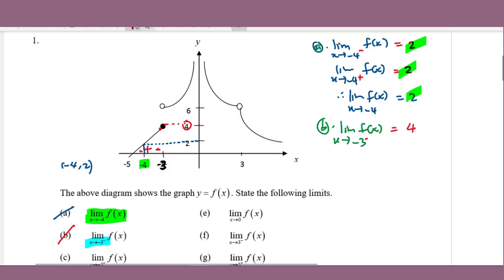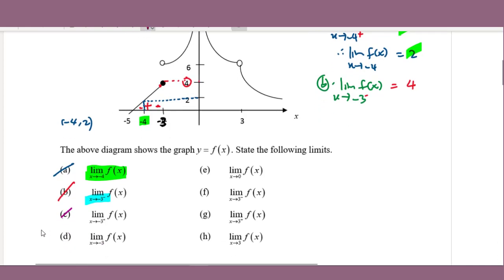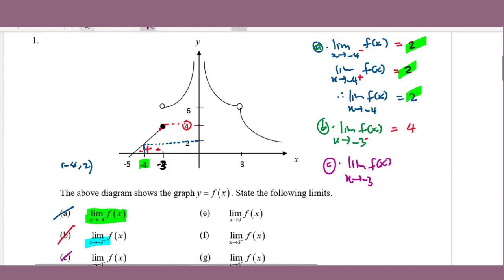For C, the limit of f(x) as x approaches -3 from the right. The graph is here, so it is equal to 6. When -3 from the left, the graph shows 4. When -3 from the right, the graph shows 6. There is no graph exactly at -3, but the graph lies almost at 6. You can say 6. That is C.